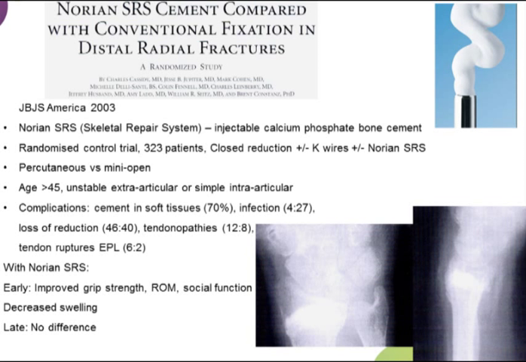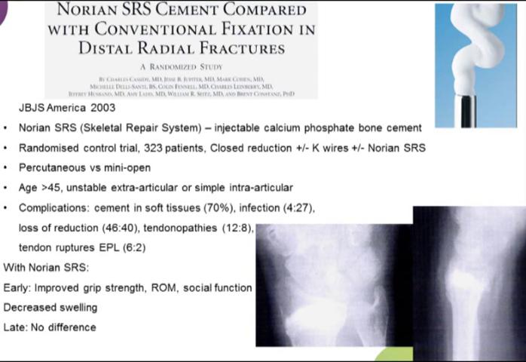This is a study from JBJS in 2003, where distal radius fractures were treated with implantation of cement. Interestingly, they had 323 patients which they randomly allocated to closed reduction, plus or minus K-wires, and K-wires were used with intra-articular fractures that they thought needed stabilising, plus or minus implantation with injectable bone cement, which is Norian calcium phosphate skeletal repair system cement. As I said, this cement is not actually available in Australia, other cements are.